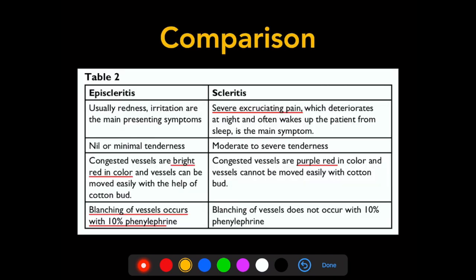So let's go for a more detailed discussion. As we just discussed, episcleritis will be redness and irritation only. Very rarely will it be tender or painful. Whereas in scleritis, there will be severe, excruciating pain. So minimal tenderness versus moderate to severe tenderness. Bright red in color versus purple red or violet in color. Blanching versus no blanching. I hope you are understanding the differences between episcleritis and scleritis in a very clear way, because one is innocuous, one is benign, that is episcleritis. The other one is deadly, very lethal to the patient and to the vision, and that is scleritis.